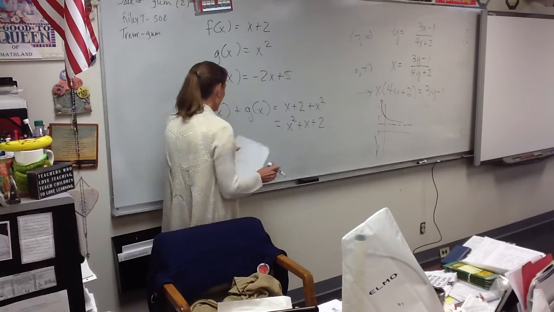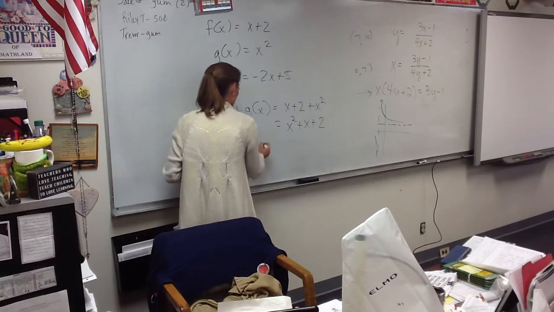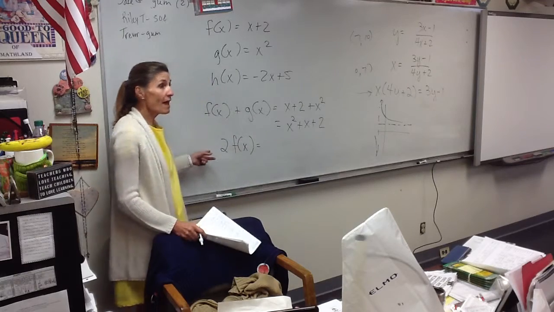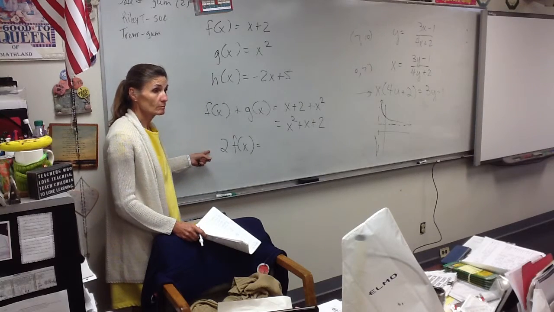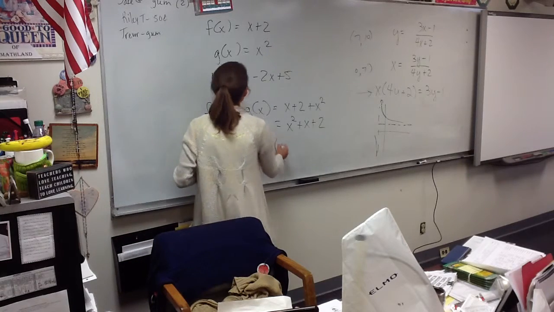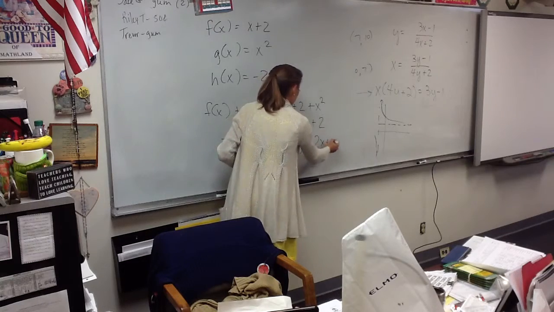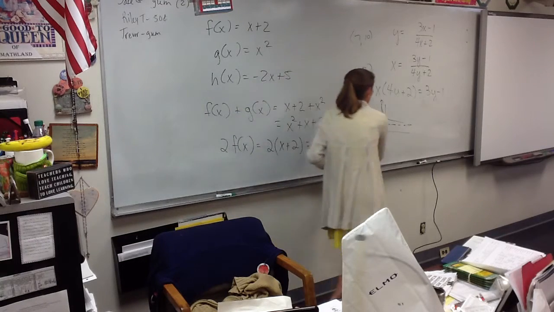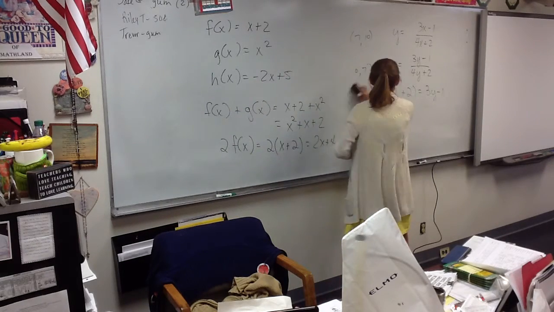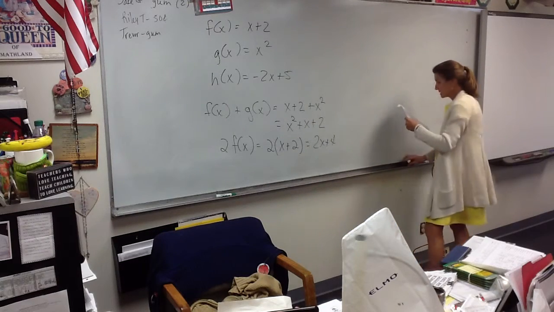We're done. Number 2, or B, letter B. What do you think that means? Multiply it by 2. So it's going to be 2 times f. So that's 2x plus 4. That's all there is to it. Isn't that easy? All right, let's see what's in the next step.